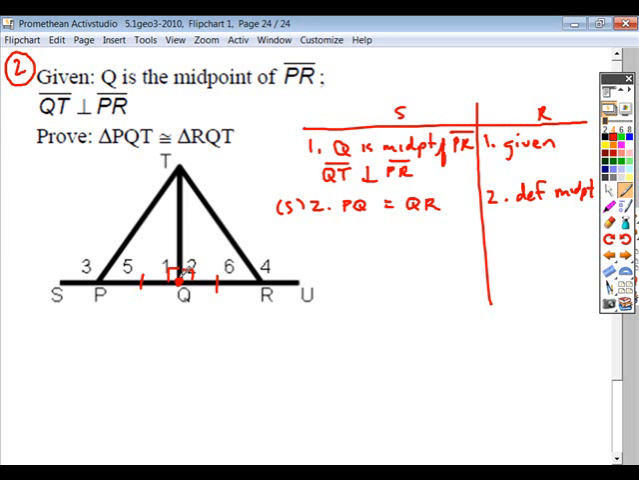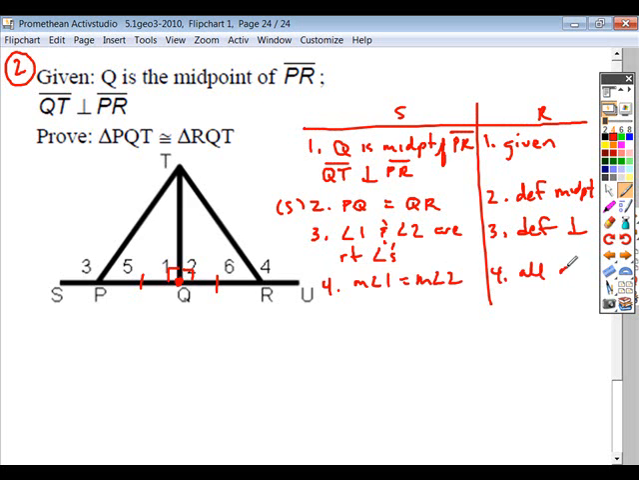In order to say that, we can go one of two ways here. We could say that angle 1 and angle 2 are right angles. And the reason we know that is the definition of what term? This symbol represents perpendicular. So by definition of perpendicular, we know that angles 1 and 2 are right angles. Therefore, their measures are equal. And we know that because of the postulate, all right angles are equal.